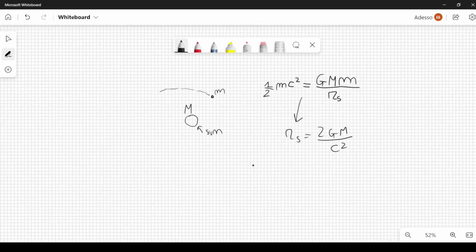Now, since the mass lowercase m does not appear in the formula for Rs, the Schwarzschild radius, we deduce that we can apply the formula to massless bodies as well, light, for instance. And this agrees with the fact that light cannot escape from black holes.